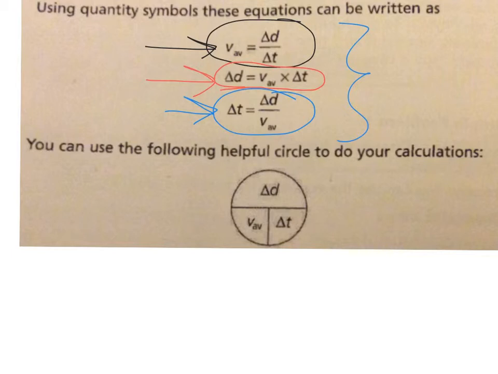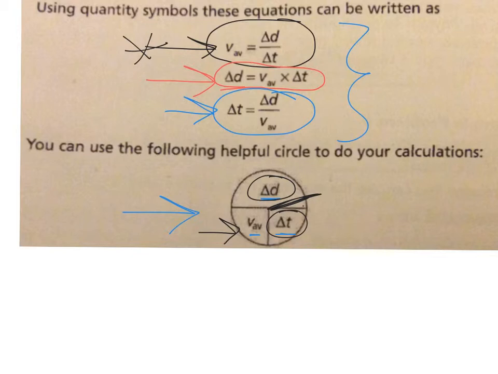You can also use what I call the circle method. Sometimes this is easier for people to use. So this has the distance, and it has average velocity, and it has the time. And the way you use a circle is if you're trying to find average velocity, like the first equation at the top, you need to know D and T. And since they are above each other, you divide. D divided by T.